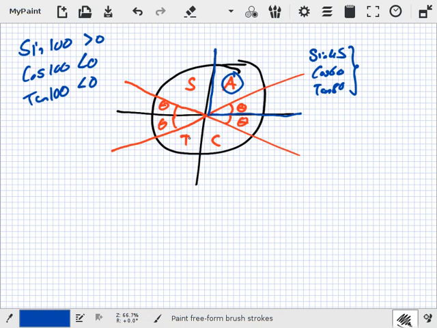Now, what about the third quadrant? You kind of see the pattern here. Only tan is positive, and sine and cos will be negative. And in the last quadrant, only cos is positive.